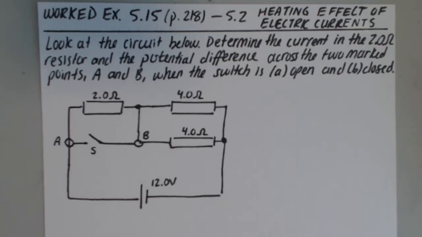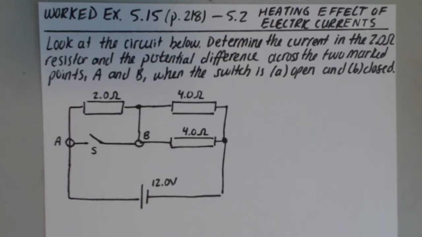Hello everyone, welcome to worked example 5.15 on page 218 in the section 5.2 heating effect of electric currents. Look at the circuit below. Determine the current in the 2 ohm resistor and the potential difference across the two marked points A and B when the switch A is opened and B closed.